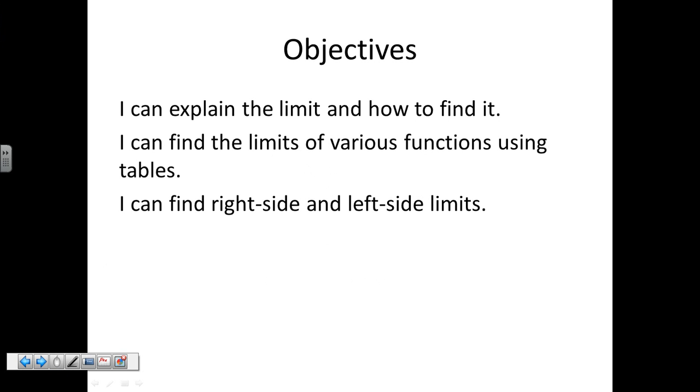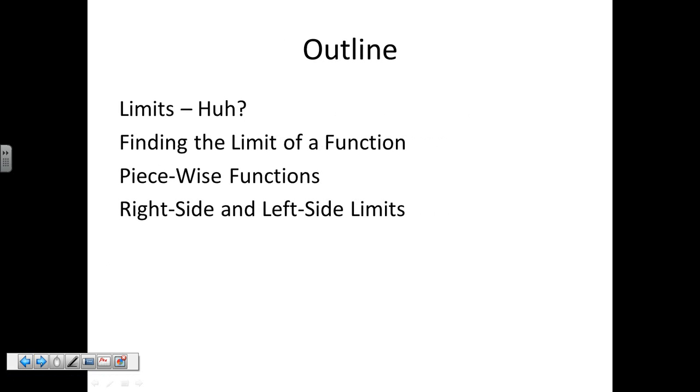Our objectives for this lesson are to be able to explain what the limit is and how to find it, how to find the limits of various functions using tables, and then taking a look at how to find right side and left side limits. Our outline for this video: we'll talk about what a limit is, we'll talk about how to find the limit of a function, we'll take a look at piecewise functions, which will then lead us into right side and left side functions.